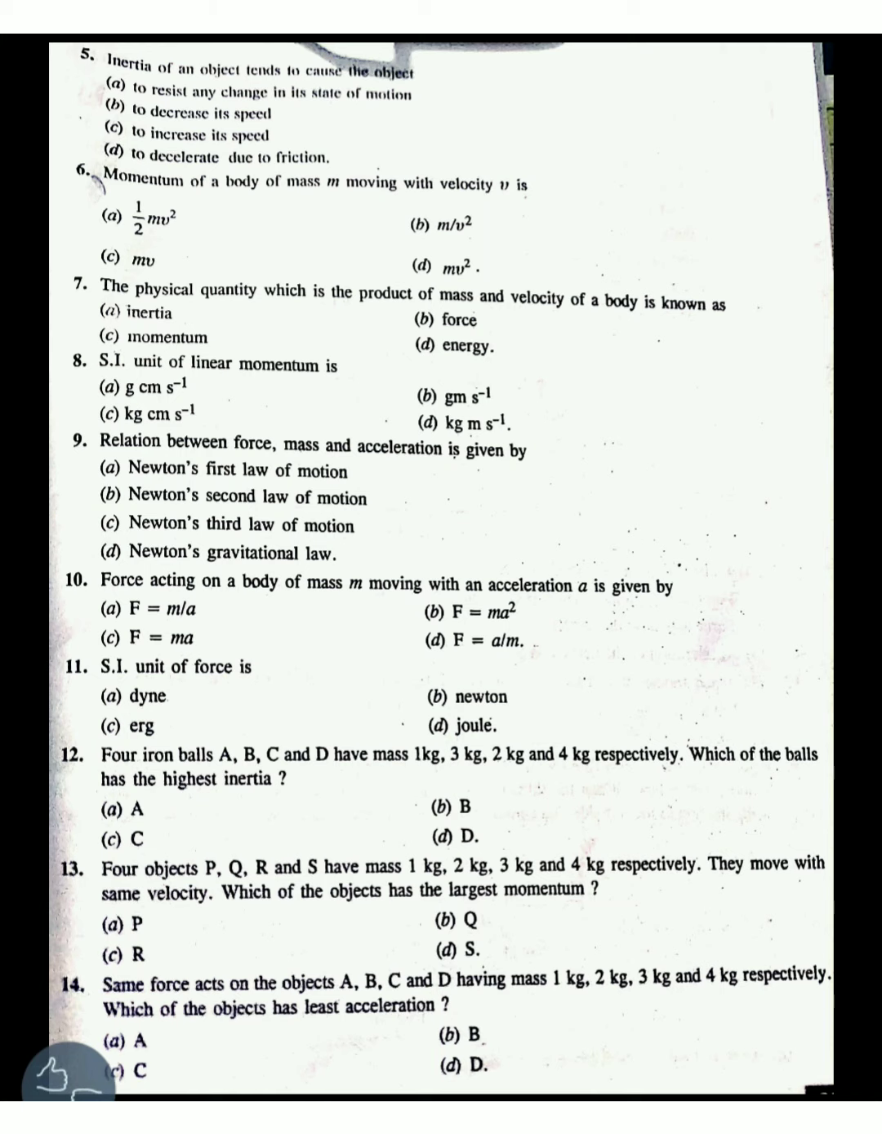12th question: 4 iron balls A, B, C, D have masses 1, 3, 2 and 4 kilogram respectively. Which of the balls has the highest inertia? You will think and reason also, then only you can give the answer. 13th: 4 objects P, Q, R, S have masses 1, 2, 3, 4 kilogram. They move with the same velocity. Which of the objects has the largest momentum? Same force acts on bodies A, B, C, D having masses 1, 2, 3, 4 kilogram. Which of the objects has the least acceleration?